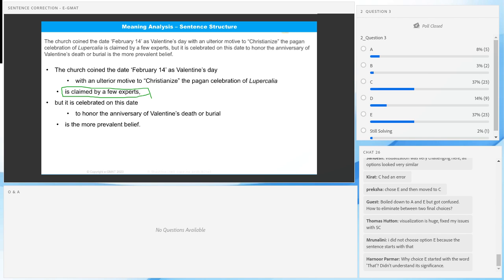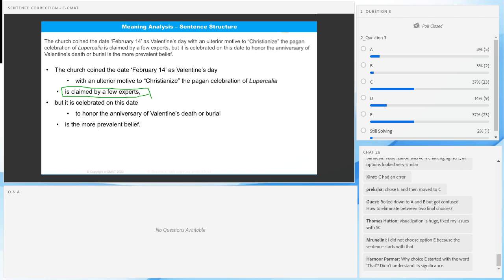You have to understand what the author wants to communicate. The author is very knowledgeable, right? They want to communicate something, and you want to understand what they want to communicate. And that's what you see here, that this theory that the church made Feb 14th Valentine's Day to Christianize the pagan celebration is a theory of a few experts. But it is celebrated on this date. So now there is a contrast, right? Which means there's possibly a contrasting theory.